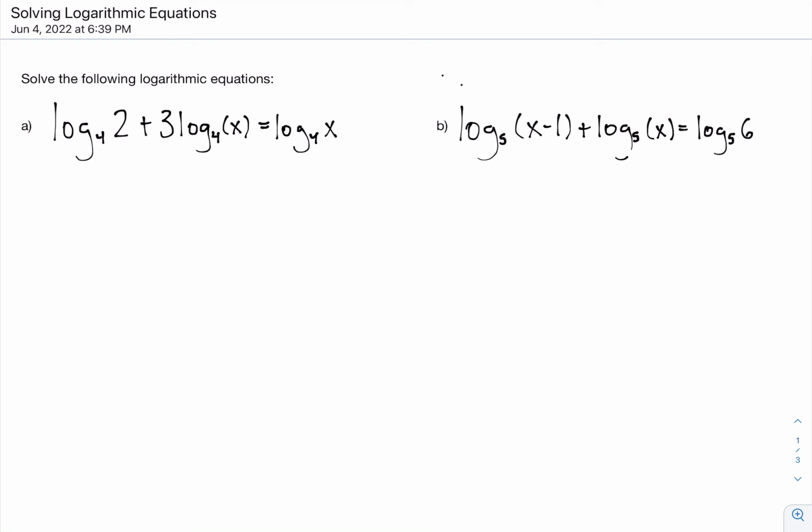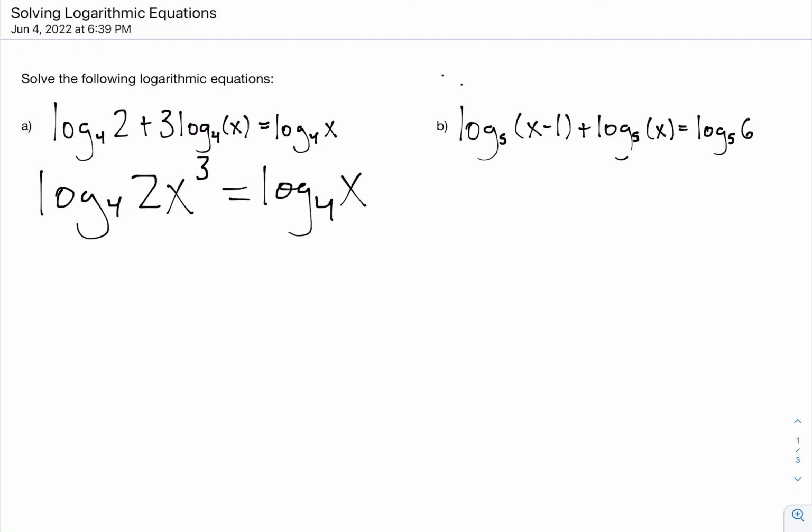So the first thing I'm going to do for part A is, these two logs are adding together, so I'm going to add them together and make them one logarithm. This is the same as the log in base 4 of 2 times, if we use our log laws, bring that 3 to the exponent on the x, it'll be 2x cubed. And that's going to equal the log in base 4 of x.